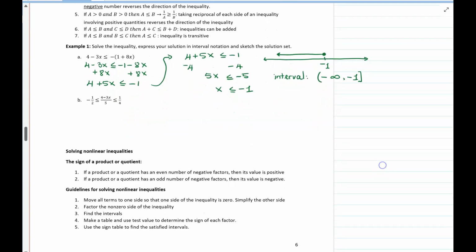Part B. I will start part B by first multiplying each of the terms by the least common denominator. The least common denominator of 2, 5, and 4 is 20. So I multiply each of the terms by 20 to get, now I would distribute the 4.